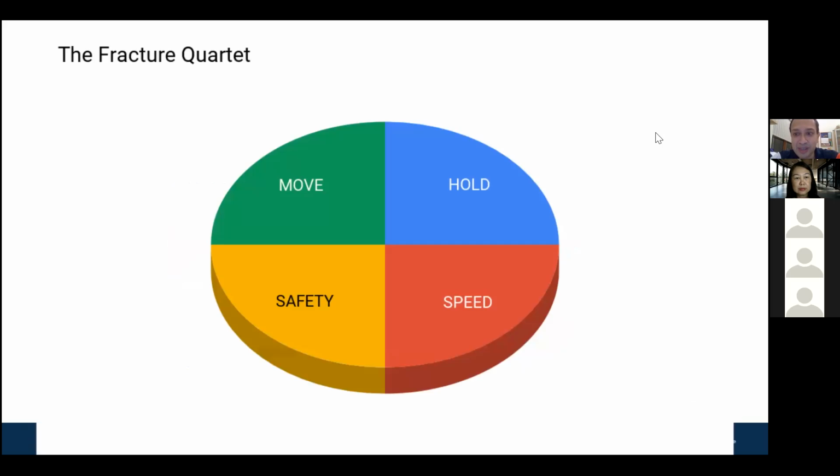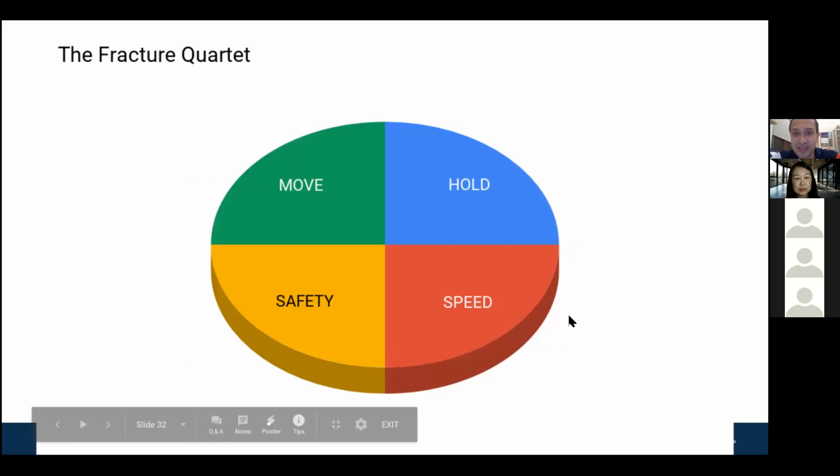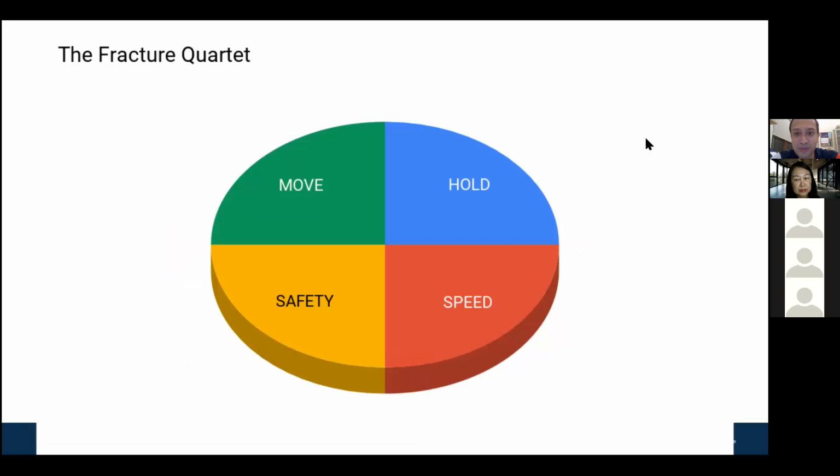And this is a thing called the fracture quartet, which is how you treat it. So there are 4 different things: move, hold, speed, and safety. All of which we have to address when actually dealing with a fracture. Different methods of treatment have different plus points in 1 or 4 of these things. We'll go through the examples later, but just remember there is such a thing as a fracture quartet.